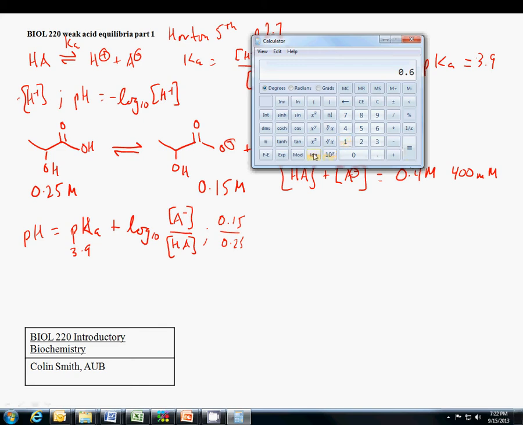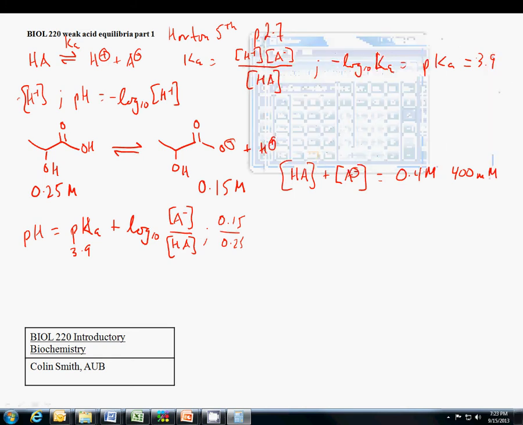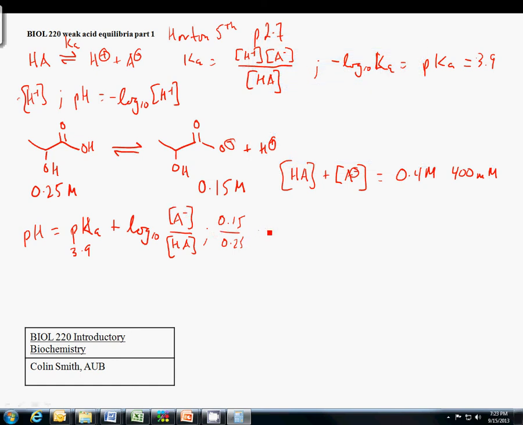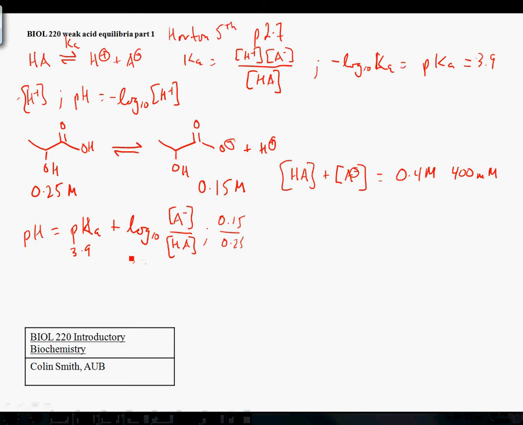And we want the log 10 in this calculator. Log base 10 is called log, natural log is ln, and that's negative 0.22 something, so let's just keep it 22. So I can write that here. So this part here is going to be negative 0.22. So that means the pH is going to be 3.9 minus 0.22, subtract 22. So that's going to be 3.68. That's the pH of this buffer. And that's the point there.